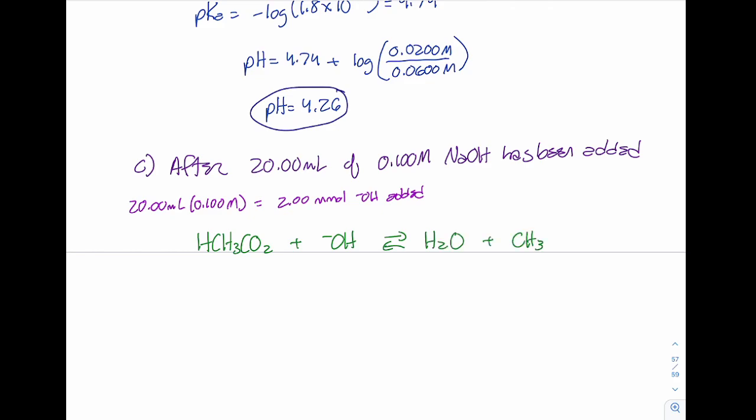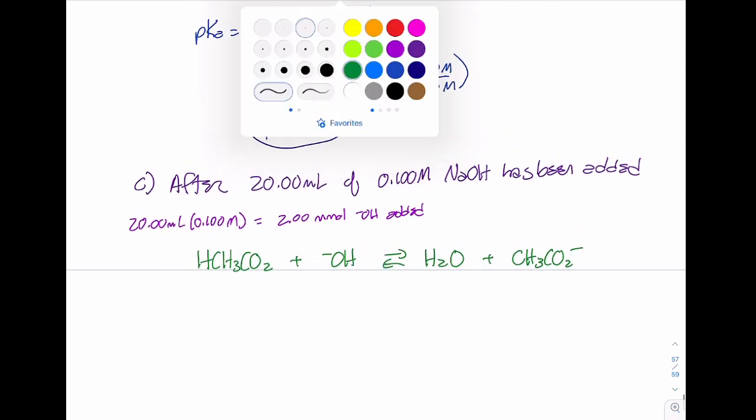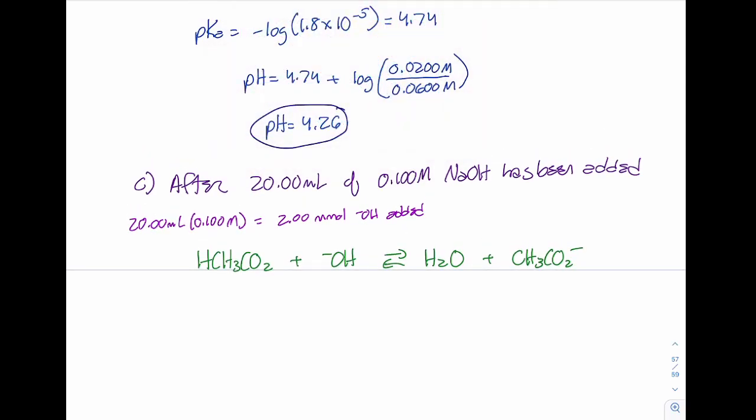And then I get water and my conjugate acid. We're going to set up our table. So I'm starting out with 4 millimoles of acid, right? That was what was in my Erlenmeyer flask to start with. We've not taken any out, we've not added any, it's still 4 millimoles. I've added 2 millimoles of strong base at this point.